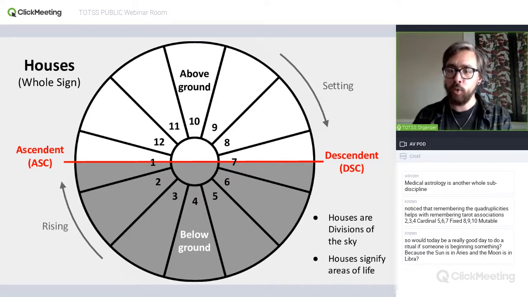And then houses 2 through 12 indicate different aspects of your life, but it's just important to know that the first house indicates the person themselves, or in other types of charts, whatever the thing is in question is indicated by the rising sign. We will talk about some of the symbolic reasons for that later on, but that's what's important to know for now.